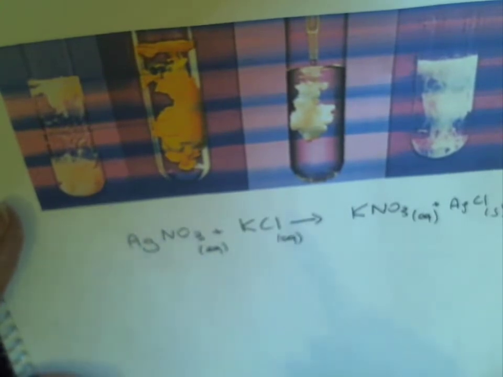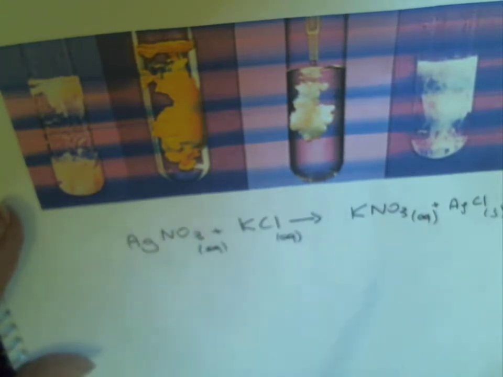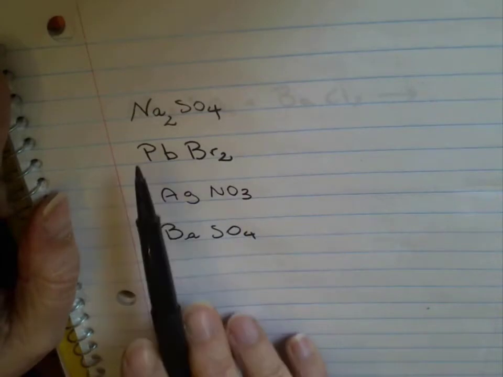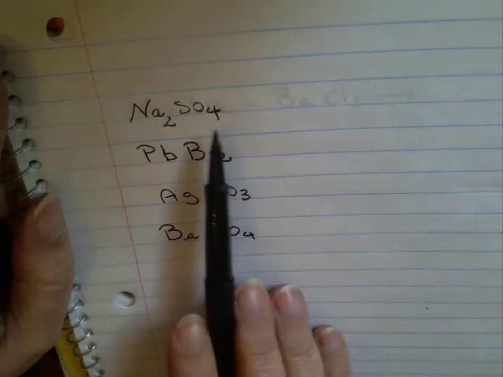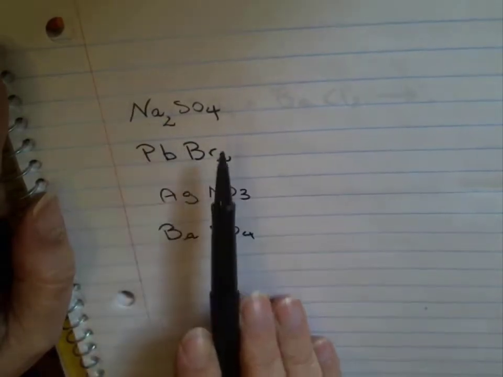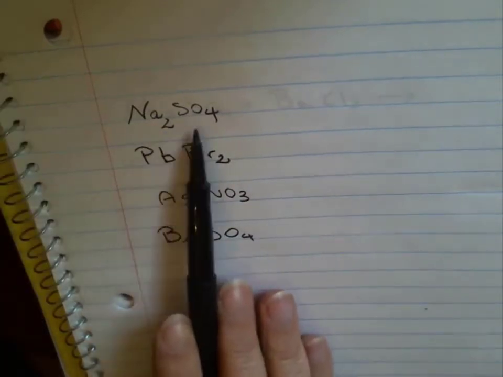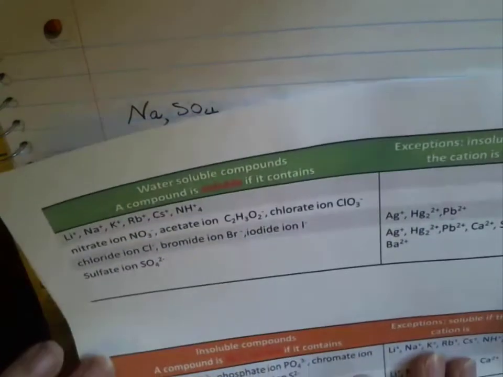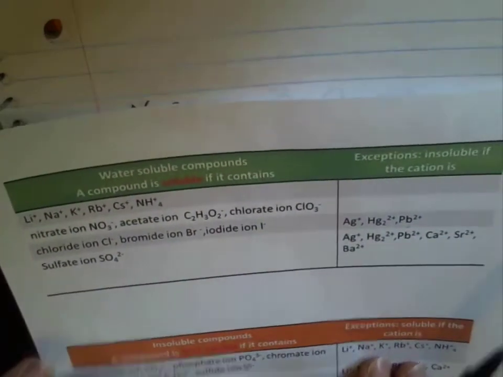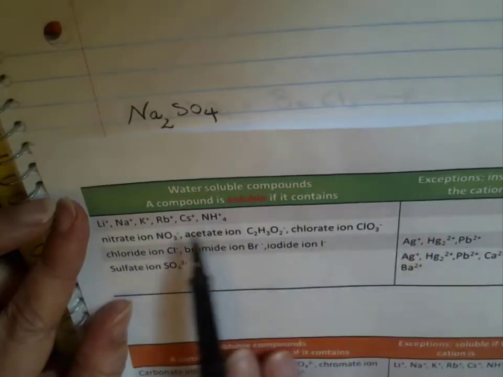So how can we predict if, when we mix two chemicals, a precipitate will form or not? Here we have a list of ionic compounds. When we look at ionic compounds, we know that they're composed of a metal and a non-metal or a polyatomic ion. In order to determine if these compounds are soluble or not, we can use a table called the solubility rules. So we can see that if a compound contains sodium, it is completely soluble, and there are no exceptions to this rule.